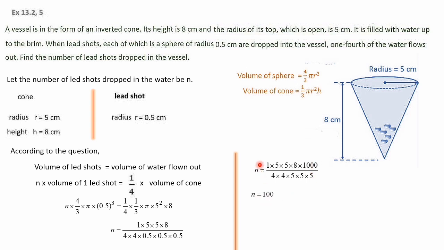So this is my way of calculation. You can do your own calculation, the way that is convenient for you, that you can follow. It's not a problem. But you should get the answer n is equal to 100. That means the number of lead shots we must get is 100. Hence, there are 100 such lead shots. How many such lead shots are we dropping in? There are 100 lead shots we are dropping in.